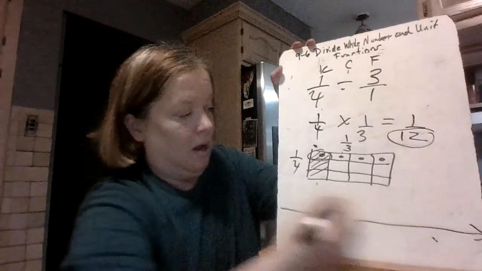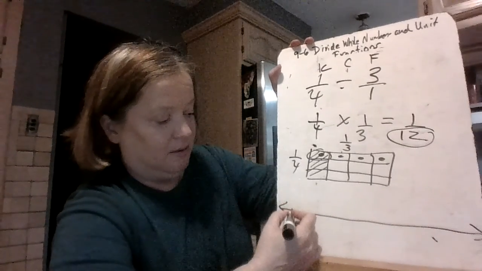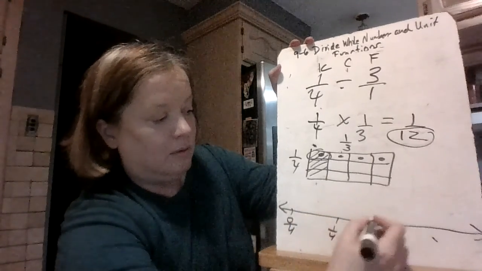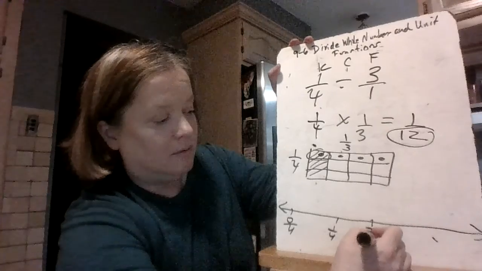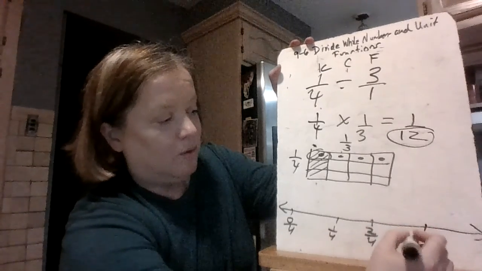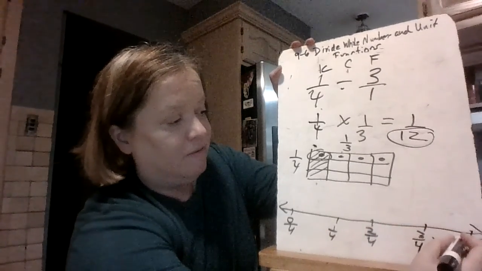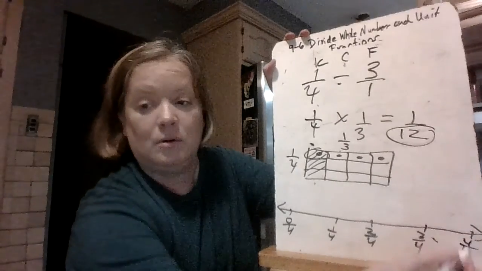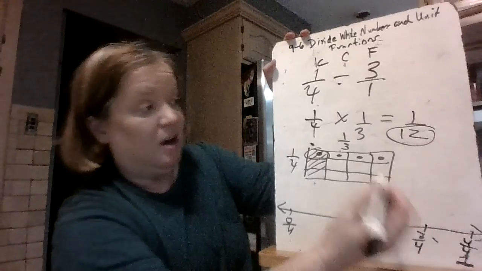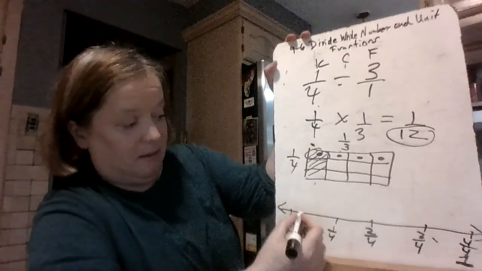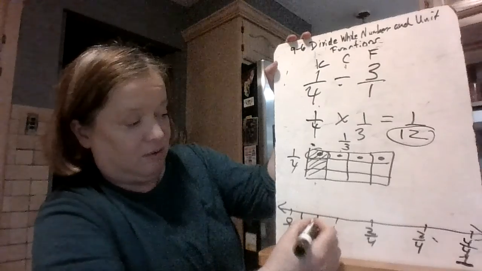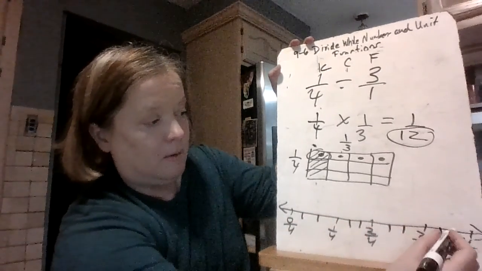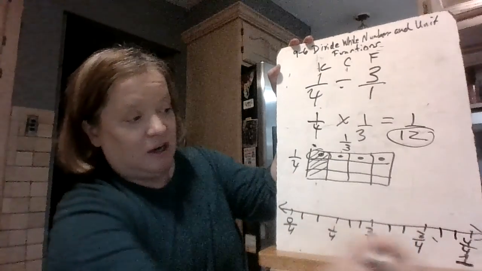So again, I could cut this number line into fourths. Here's 0 fourths, 1 fourth, 2 fourths, or a half, 3 fourths, and 4 fourths, which is the same as 1 whole. Okay. And then I'm cutting those into thirds. So that means I'm putting two lines to make thirds. Okay, so now altogether I should have 12 pieces.